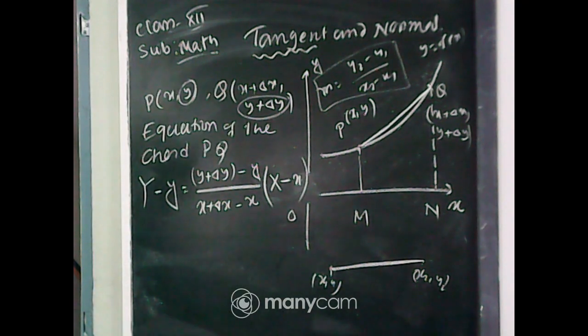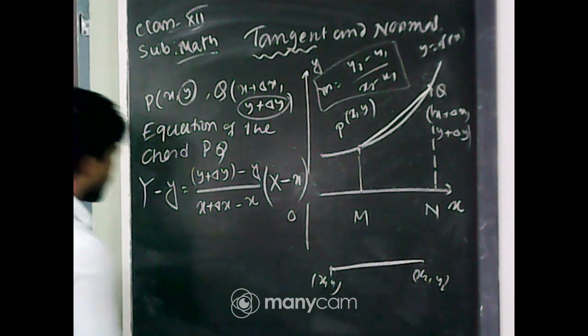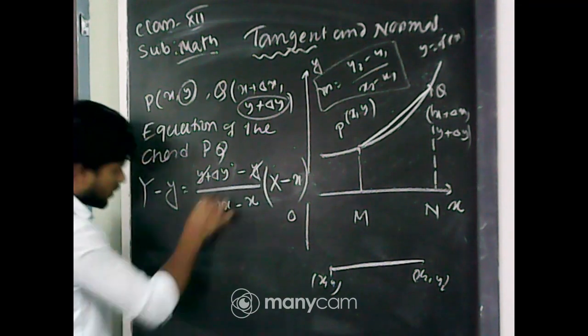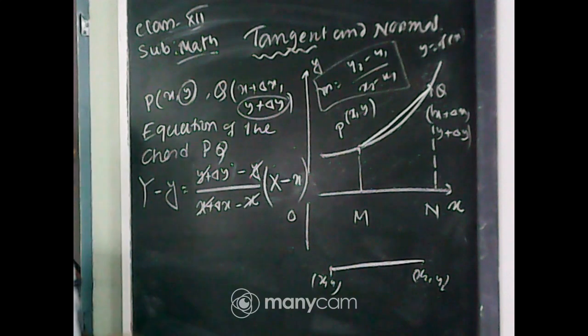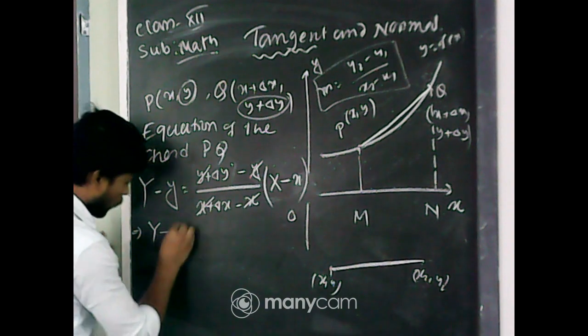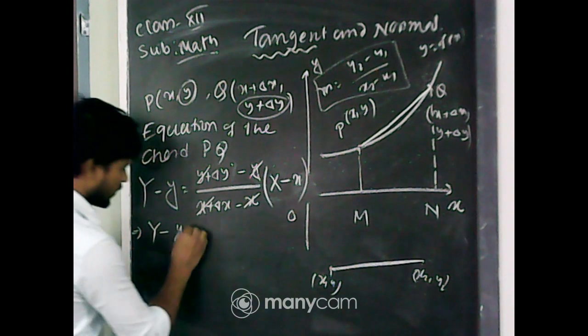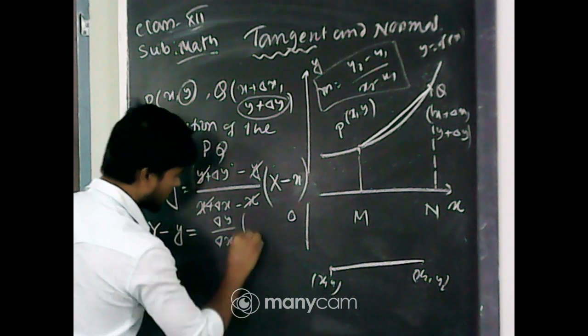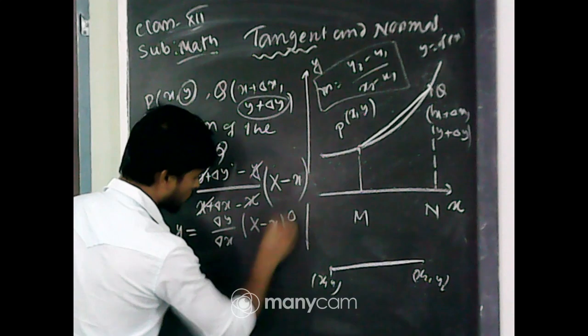Now tell me, have you understood how to find the equation of the chord PQ joining the points P and Q? Okay. Now if I remove the bracket, this y and this y will cancel each other. Similarly, these two x will cancel each other. That means finally we have the equation of the chord PQ as y minus y is equal to delta y by delta x into x minus small x.